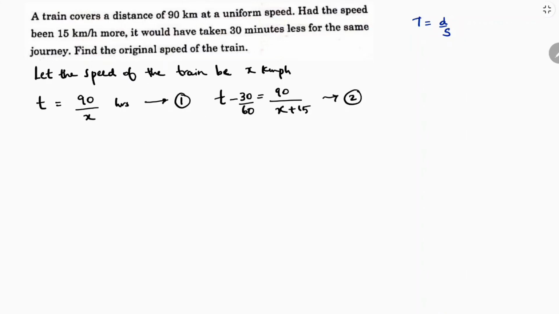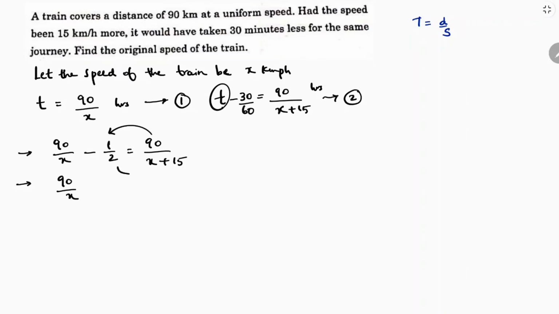Now here, in place of t, which is 90 by x, minus 30 by 60, that is 1 by 2, equals 90 by x plus 15. So here 90 by x, I'll transpose to the other side, minus 90 by x plus 15 equals 1 by 2.